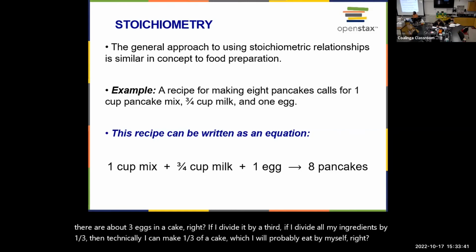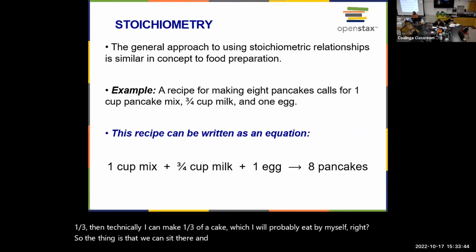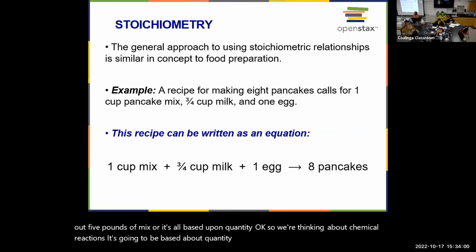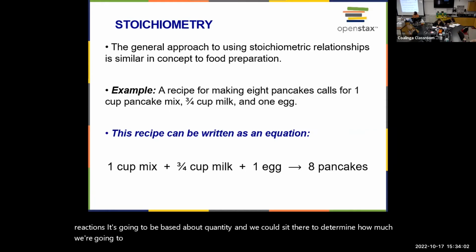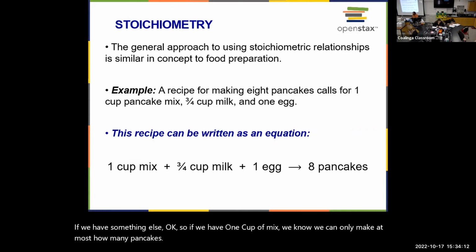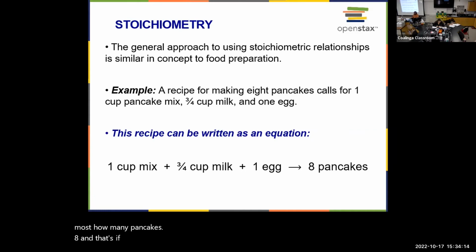So the thing is that we can do that based upon quantity. At no point did I say weigh out 5 pounds of mix; it's all based upon quantity. When we think about chemical reactions, it's going to be based on quantity, and we can determine how much we're going to need of one thing if we have something else. So if we have 1 cup of mix, we know we can only make at most how many pancakes? 8, and that's if we have 1 egg and 3/4 milk.